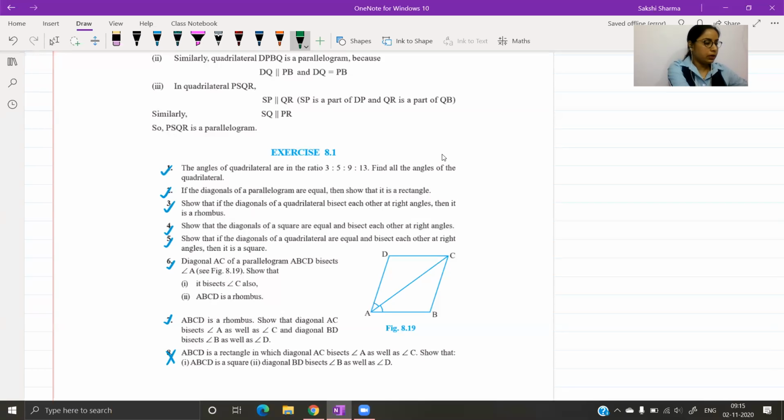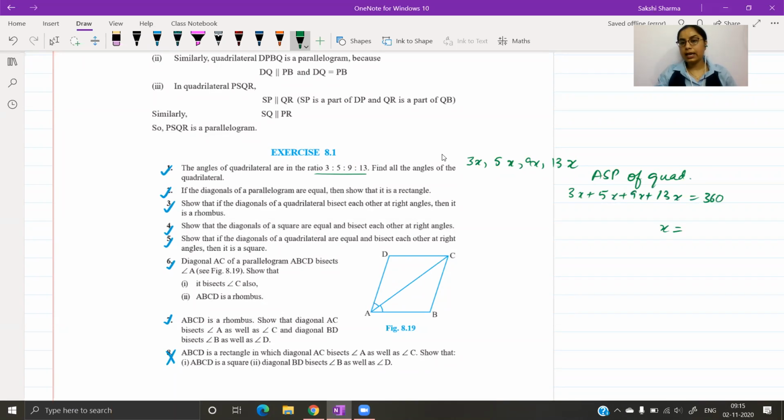The angles of a quadrilateral are in the given ratio. Find the measures of all the angles. So when you are given the ratio of angles of a quadrilateral, to begin with, you can assume the angles as 3x, 5x, 9x, and 13x, respectively, the 4 angles. And then we can apply the angle sum property of the quadrilateral, which says that the sum of these 4 angles will be equal to 360 degrees. From here, find out x and then find out the measures of all angles.